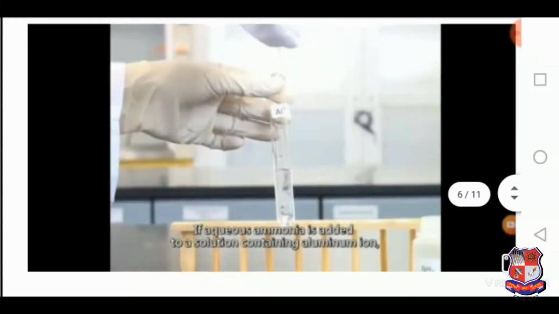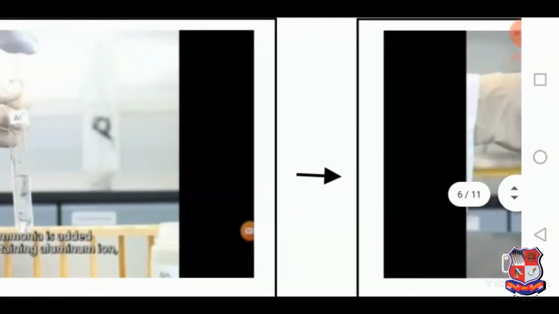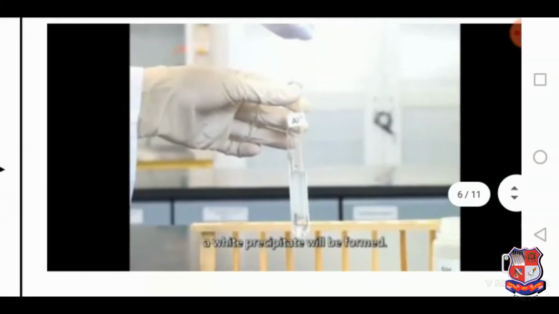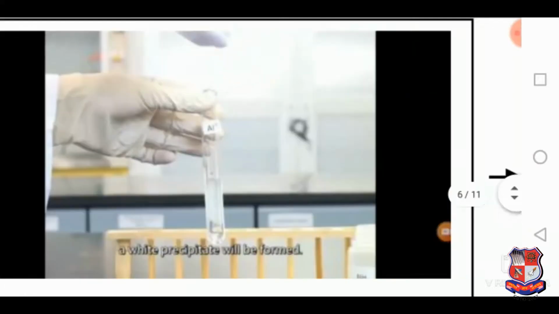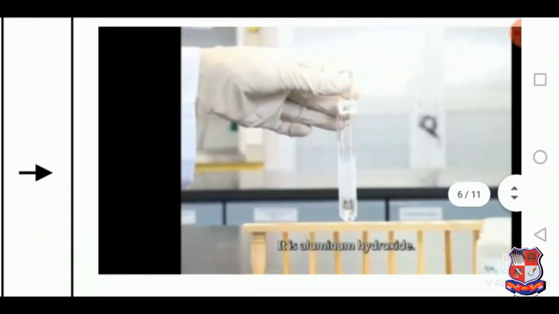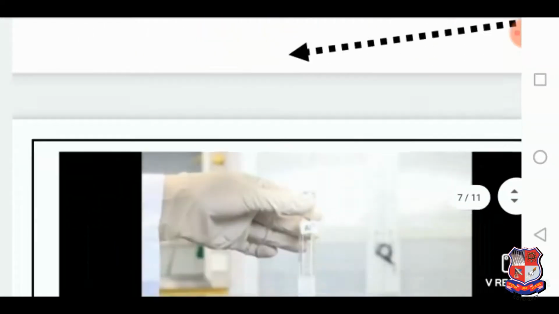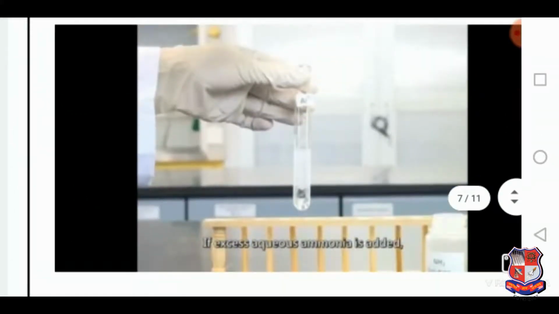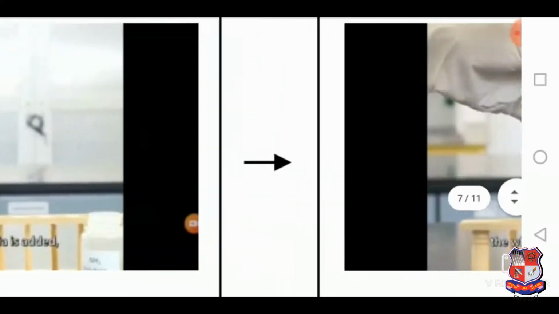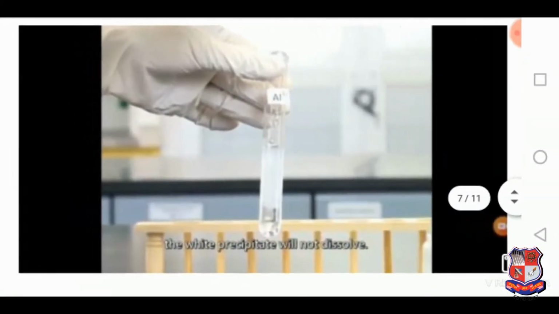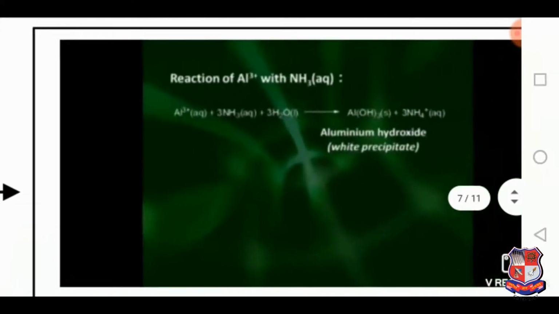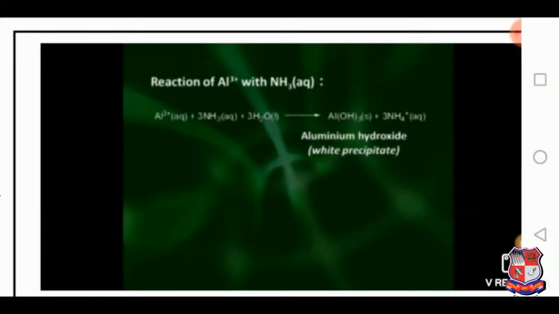If aqueous ammonia is added to a solution containing aluminum ion, then a white precipitate will be formed. It is aluminum hydroxide. If excess aqueous ammonia is added, then the white precipitate will not dissolve. This is a reaction of aluminum ion with aqueous ammonia solution.